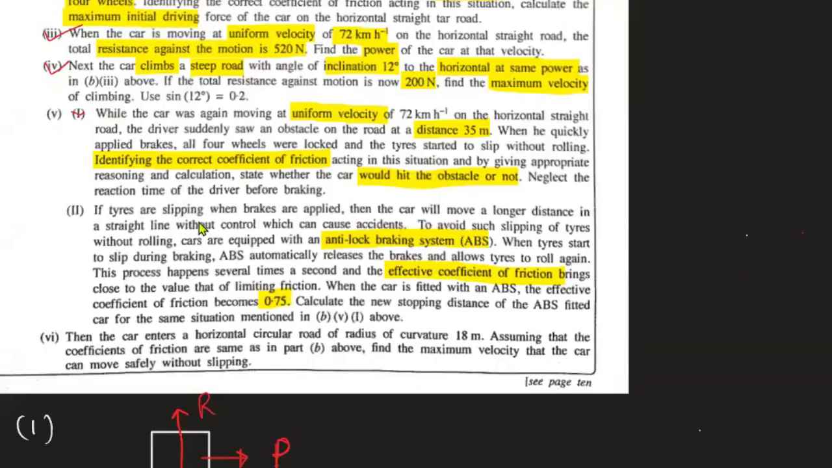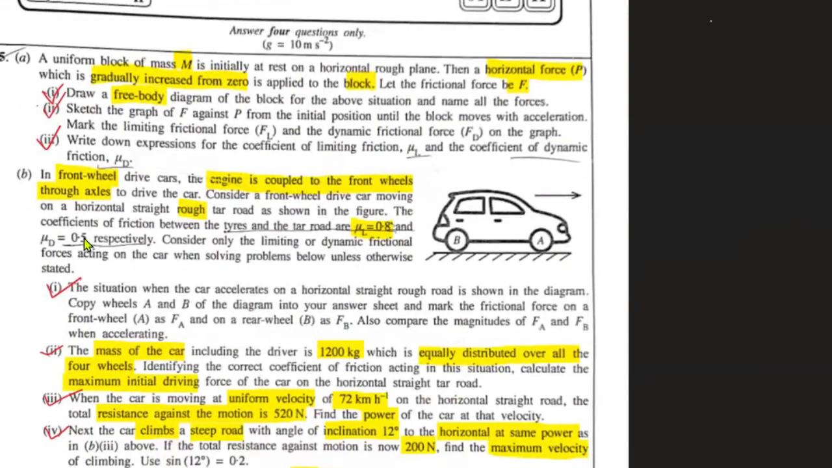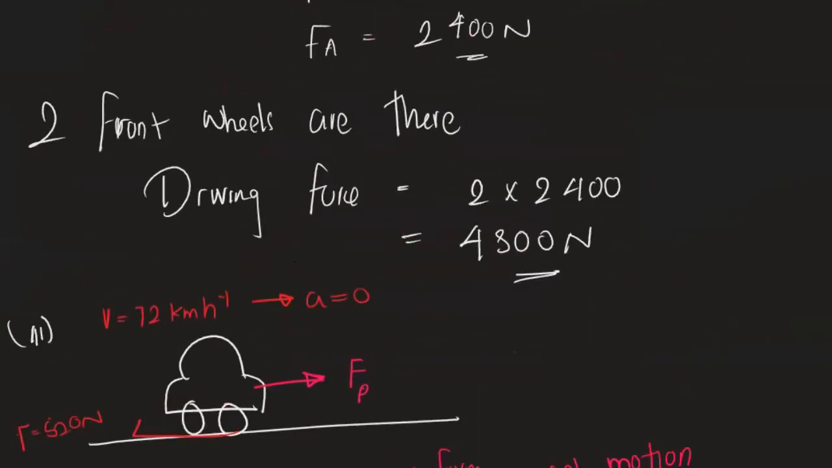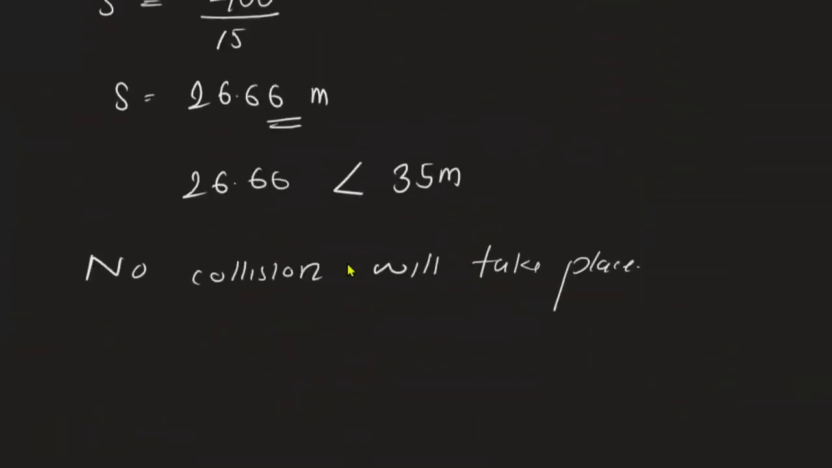Finally, we have to discuss the sixth problem. Here what they say is, he then enters a horizontal circular road of radius of curvature 18 meters, assuming that the coefficients of friction are the same as part B, meaning 0.8 and 0.5. Find the maximum velocity that the car can move without slipping.